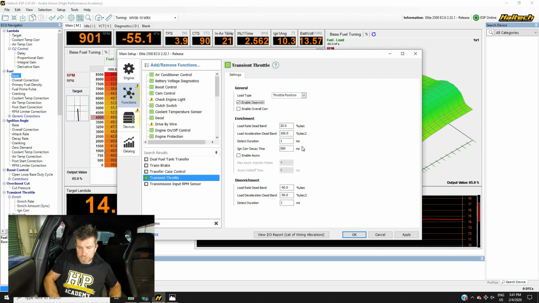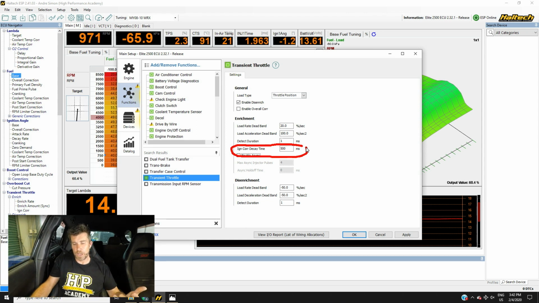We've got our ignition correction decay time. We're not going to be talking much more about our ignition correction here, but that, as its name implies, is how long our ignition retard will be decayed over, in this case 500 milliseconds or half a second.